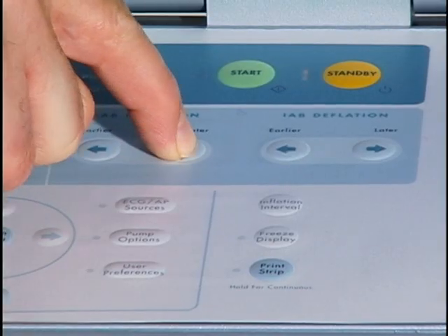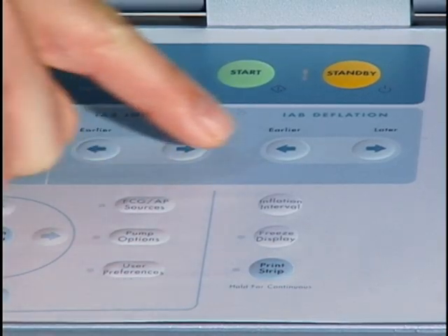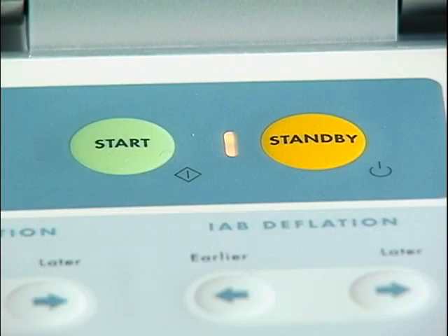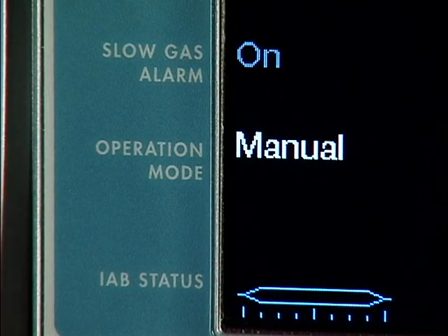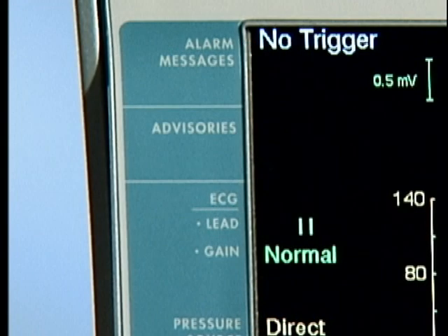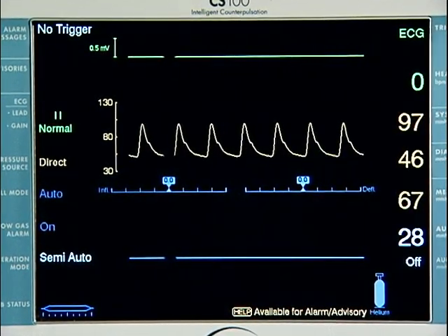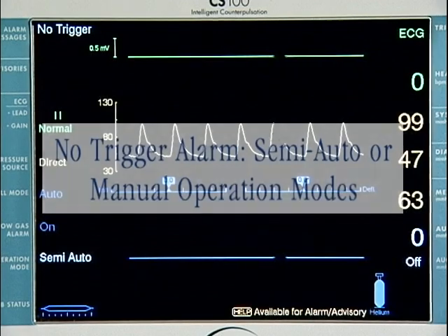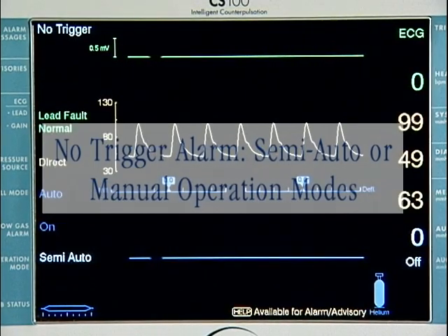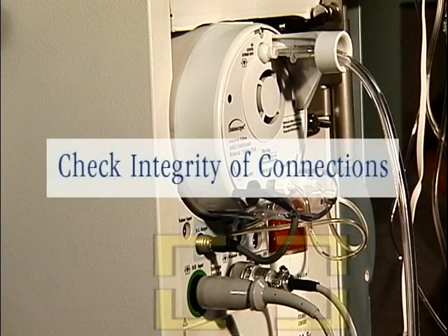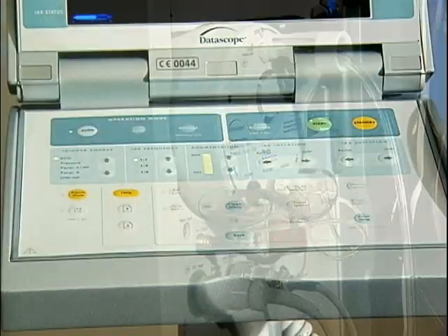Finally, use the IAB inflation and IAB deflation controls if necessary here to manually adjust timing and resume pumping by pressing the Start key. When operating in the semi-auto or manual operation mode, if the message displayed is no trigger, then the probable cause is that a valid trigger does not exist or is lost in either the ECG or pacer trigger mode. To respond to a no trigger alarm in semi-auto or manual mode, the operator should first reattach or reposition the electrode and check the integrity of all cable and lead connections.